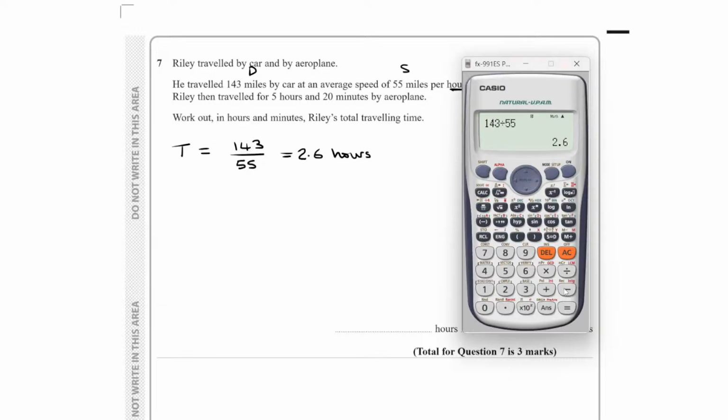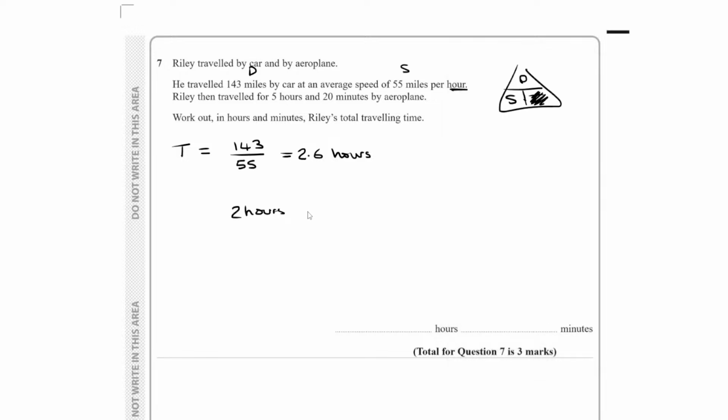So what you can do is take away the 2, because we know that that's 2 hours, don't we? 0.6, if you want to convert hours into minutes, you times by 60. That would be 36 minutes. So that's 2 hours and 36 minutes for the car. And then we would have to add the 5 hours and 20 minutes of the plane. So the hours is 7, and then the minutes, 20 plus 36 is 56. Make sure that doesn't go over an hour. It doesn't. Okay, so that's just a bit of speed, distance, time, and then just converting hours into minutes.